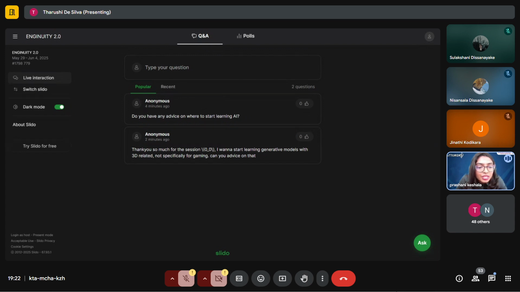Generative models with 3D. Have you learned about voxel based models? I think it's like GAN, so it's like 3D GAN. I wrote that as well. If you want to learn about 3D related topics, which are quite visual, you should learn about computer vision. Computer vision is somewhere you can start, and then you can dive into 3D modeling.